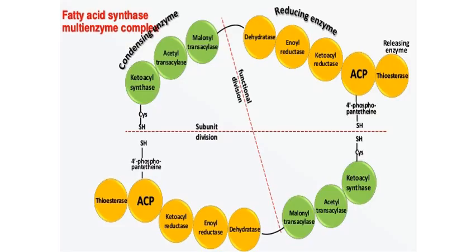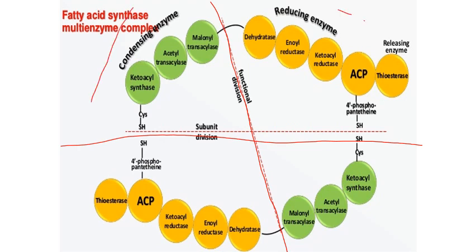So this is the overall figure of the fatty acid synthase multi-enzyme complex. If the question comes, you are supposed to draw this figure for the multi-enzyme complex. You can see that it has the same monomers in both directions. It has two divisions. One is a subunit division like this, and another is a functional division. Okay, so you can see that it consists of condensing unit, reduction unit and releasing unit.